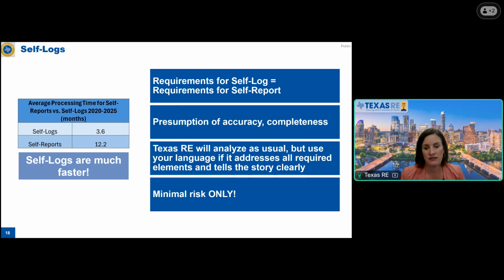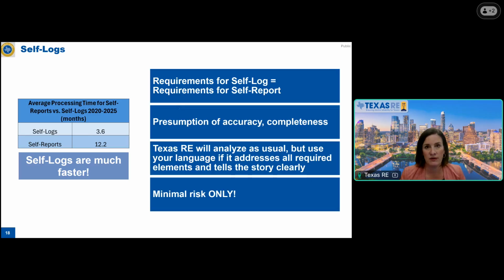So if you've been doing great self-reports, if you've been using all of these tips, if you've been providing a lot of information for risk analysis, if you've been really accurate with your root cause, all of those things, you might get into the self-log program and be able to get a faster turnaround. The advantage of the self-log program is that presumption of accuracy and completeness that we give you means that we might be able to pass through your language that you've written without any further editing or revision from us here at Texas RE.